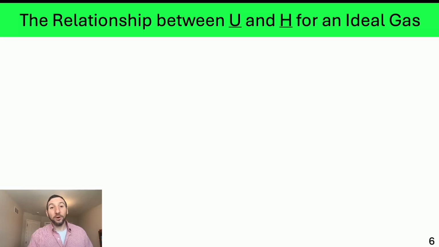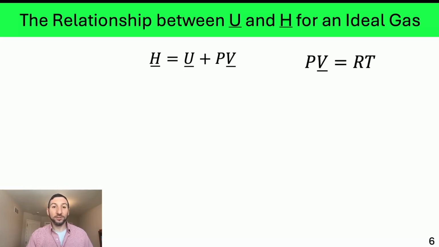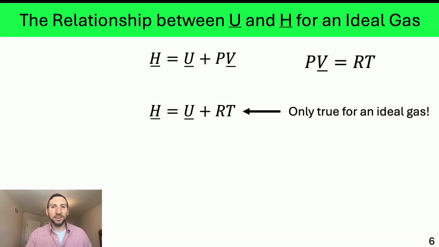Now, going back to ideal gases, I mentioned that there's some relationships that develop with internal energy and enthalpy. We know that enthalpy is equal to U plus PV. And we just talked about the ideal gas law where PV bar equals RT. Notice how PV bar equals RT, we can actually substitute that RT term into my enthalpy equation. And now I can, for an ideal gas, say enthalpy is equal to U bar plus RT, which is, again, only true for an ideal gas.